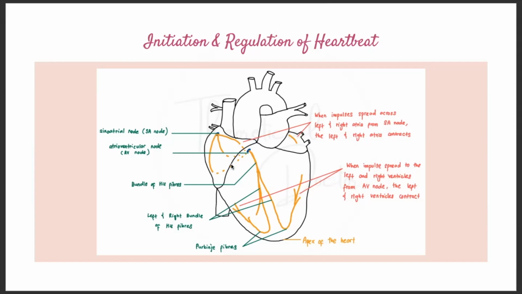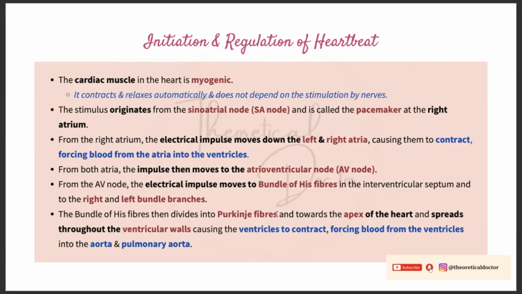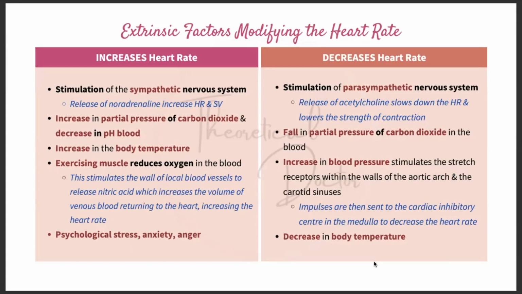If you've watched my previous video, I mentioned that systole of the cardiac cycle occurs when there is contraction, and in contraction there is electrical impulse. So this is basically what I mentioned earlier. You can pause the video over here to read and go through again. So that was the intrinsic control.